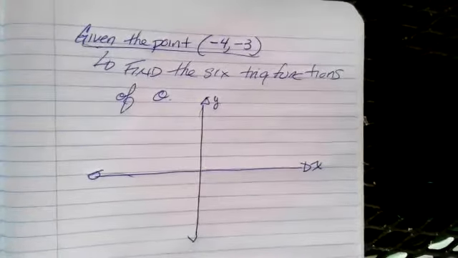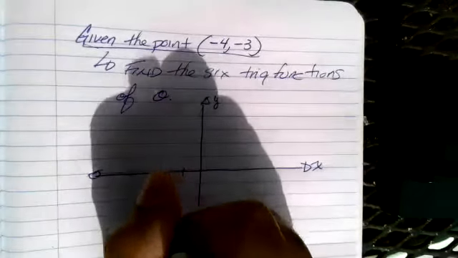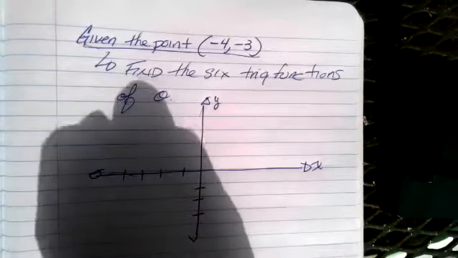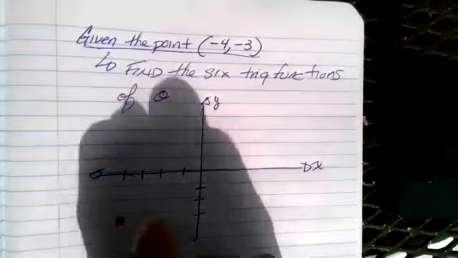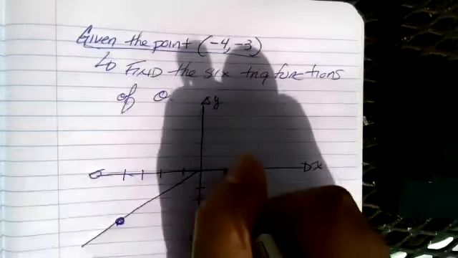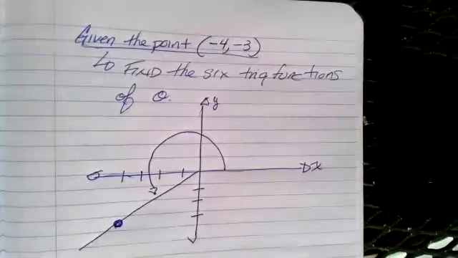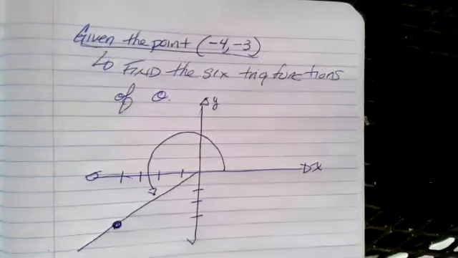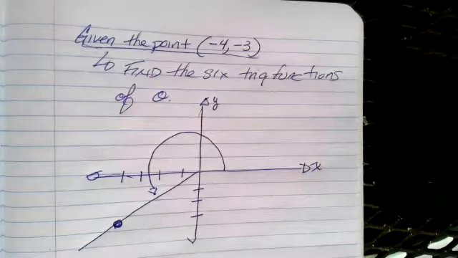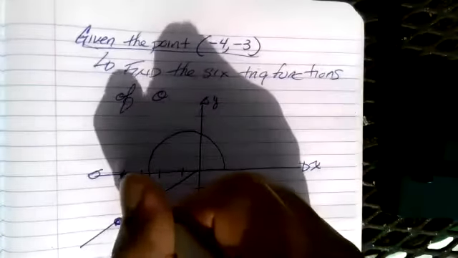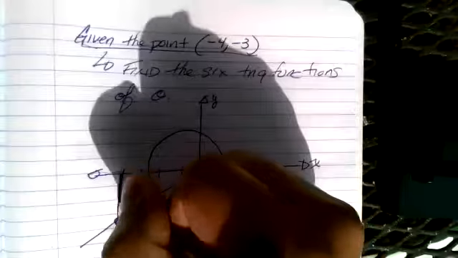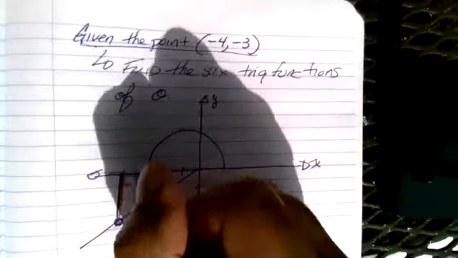Given the point -4, -3. We're given this point, and this point lies on the terminal side of theta. So it's a point on a line. So given the point -4, -3, find the 6 trig functions of theta. Well, we could create a reference triangle, right? We could draw a line here and create a right triangle.